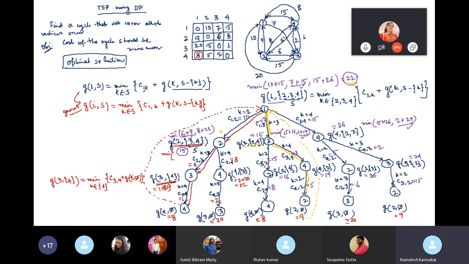So this is the optimal path. So here the optimal path is, so what will be the optimal path? Instead of using path, let us write it's a cycle cost. So the cost of the cycle is basically 22, and the cycle is starting from vertex 1, the next vertex is 3, from 3 the next vertex is 4, from 4 next vertex is 2, and from 2 you have to return to vertex 1. So this is the cycle.